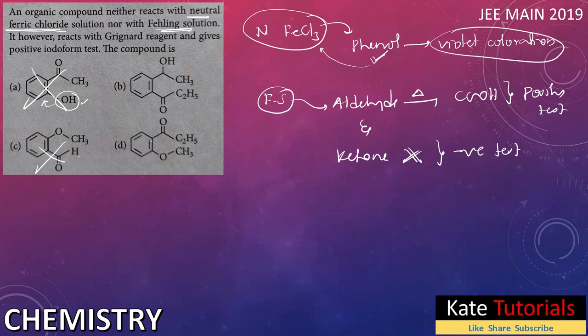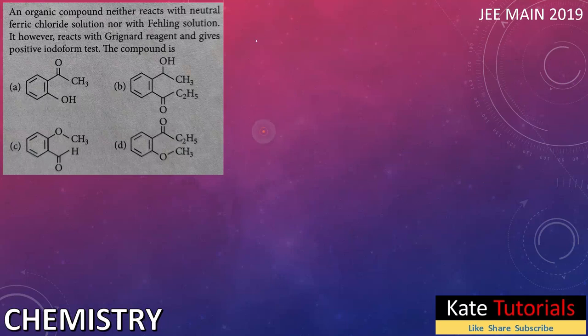And here see, this is a benzene ring, CO and an ethyl group. So this is also not our option. The correct option is B. This is how we can easily solve the problem if we know the concept clearly. But a few more details I need to tell you. If I continue the question, it however reacts with Grignard reagent, and gives a positive iodoform test. So one thing you understood: the neutral FeCl3 test will be given by phenol, and the Fehling solution test will be given only by aldehyde, not ketone nor any other functional group. From these two concepts we can solve the problem.